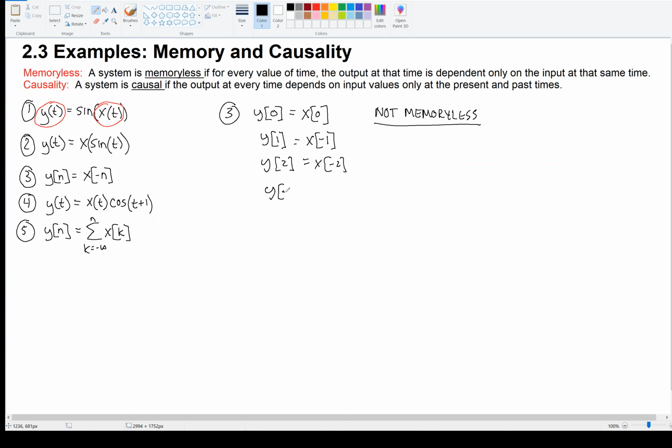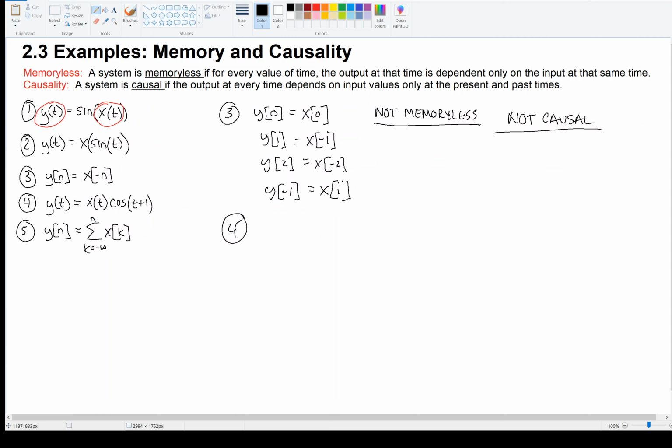What if I plug in a negative value for n, y of minus 1? Then I need something that happens in the future, x of 1. So this is not causal. Okay, now let's look at example 4. y of t is equal to x of t times cosine of t plus 1.